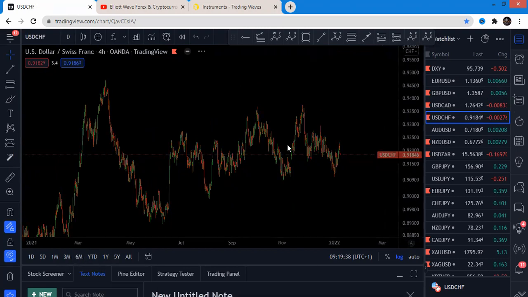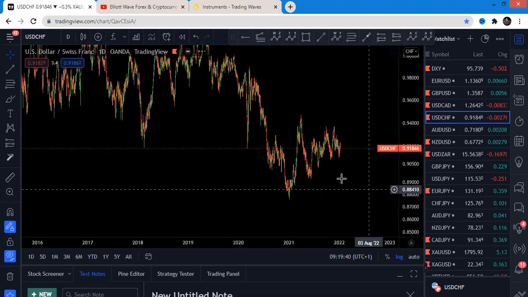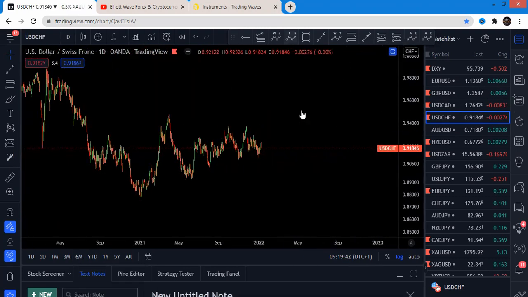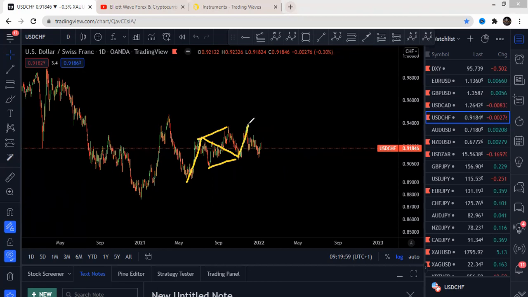So all these pairs are now setting up very nicely because the structures are pretty clear. We can see that there's weakness in the US dollar. The DXY is showing us that, and the US dollar CHF is confirming exactly that. The structure that we were looking at towards the end of last year on US dollar CHF was this one. We were looking for this one to make a 3-wave structure like this. That 3-wave structure eventually completed, and we started with a move to the downside.